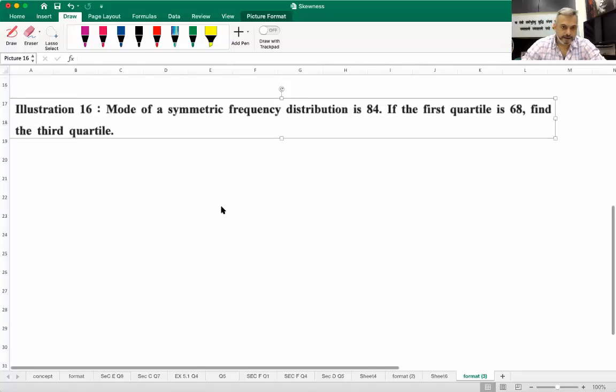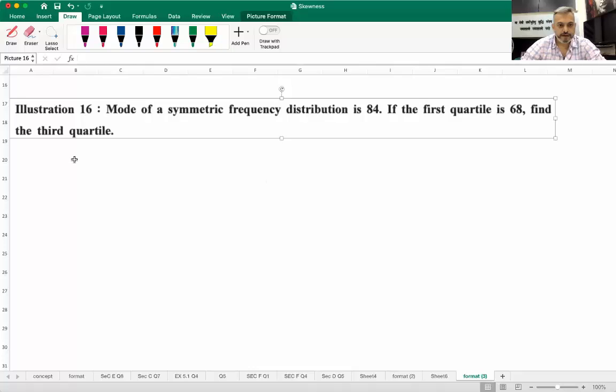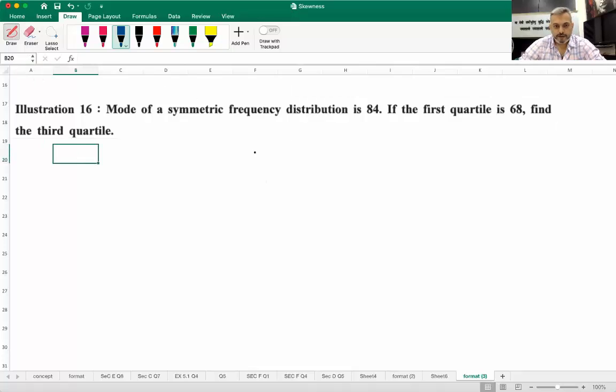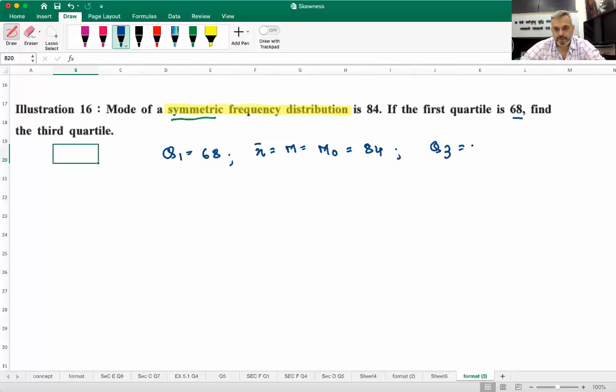Now illustration 16, again an important sum. Mode of a frequency distribution is 84. If the first quartile is 68, find the third quartile. So now first let's write what is given. So Q1 is equal to 68. Then mode is 84 and please underline this or highlight it. It's a symmetric frequency distribution. So symmetric frequency distribution means mean is equal to median, which is equal to mode, which is equal to 84. And the third quartile is what we have to find out.